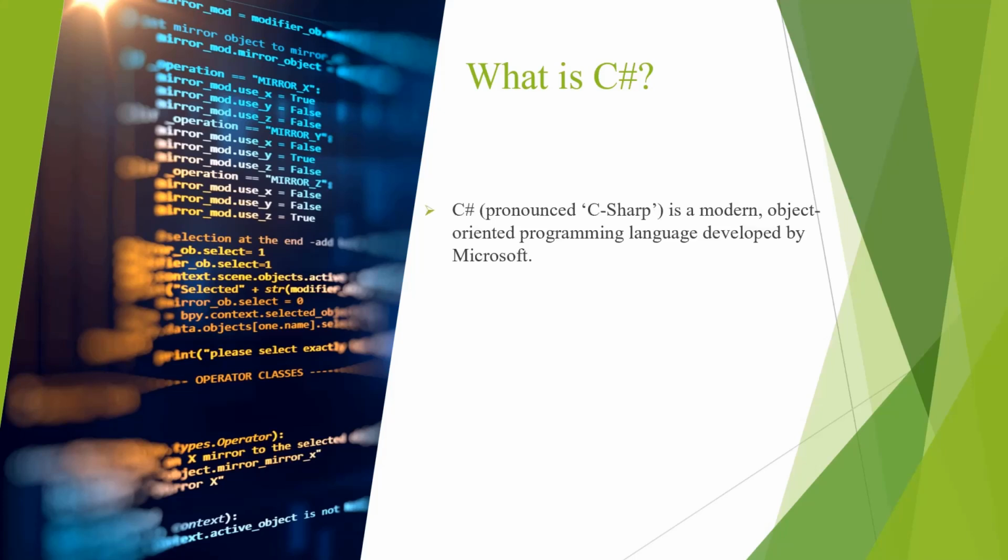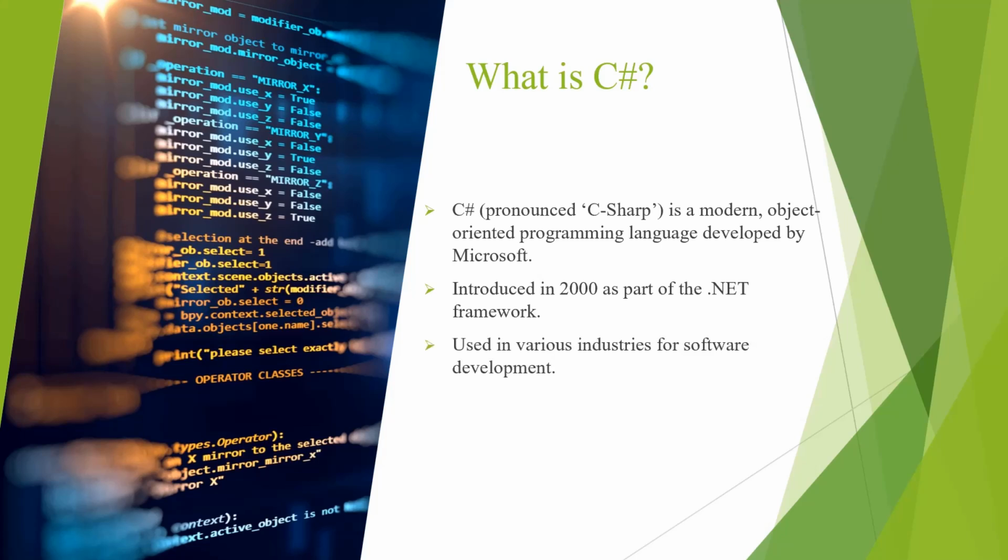So, what exactly is C Sharp? C Sharp is a modern object-oriented programming language developed by Microsoft. It was introduced in 2000 as a part of .NET Framework, and over the years, it has grown to become one of the most widely used programming languages in the world, which helps developers build applications more efficiently.